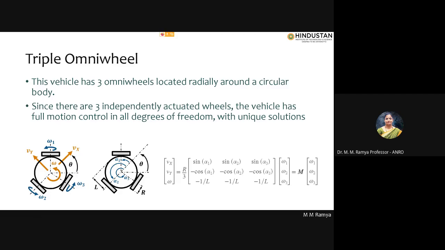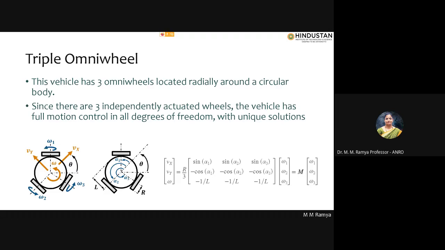Now what we need to understand is, all these three omni wheels are located radially around a circular body, as you see in this figure. The most important thing is, we have to see whether these three wheels are independently actuated, which means there are three different motors driving the three wheels separately. There is no relative motion; one wheel is not moving based upon the movement of the second wheel. They are independent of each other.